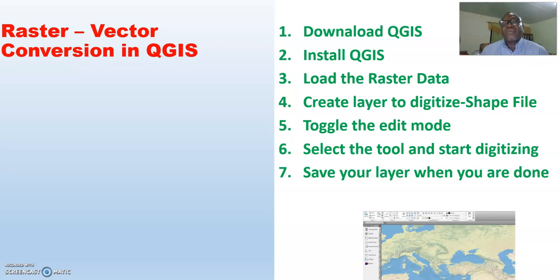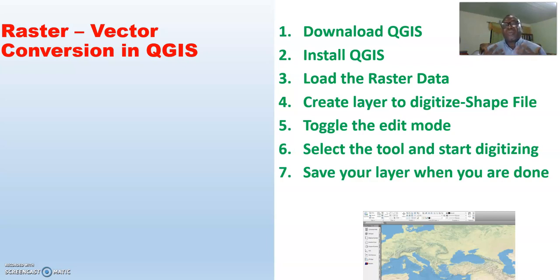So after that, you create a layer that you want to digitize into. You want to clarify the kind of data you want to create, whether it's a shapefile or any other kind of file. Then shapefile is the generic file used for vector data in ArcGIS and some other software of the type.